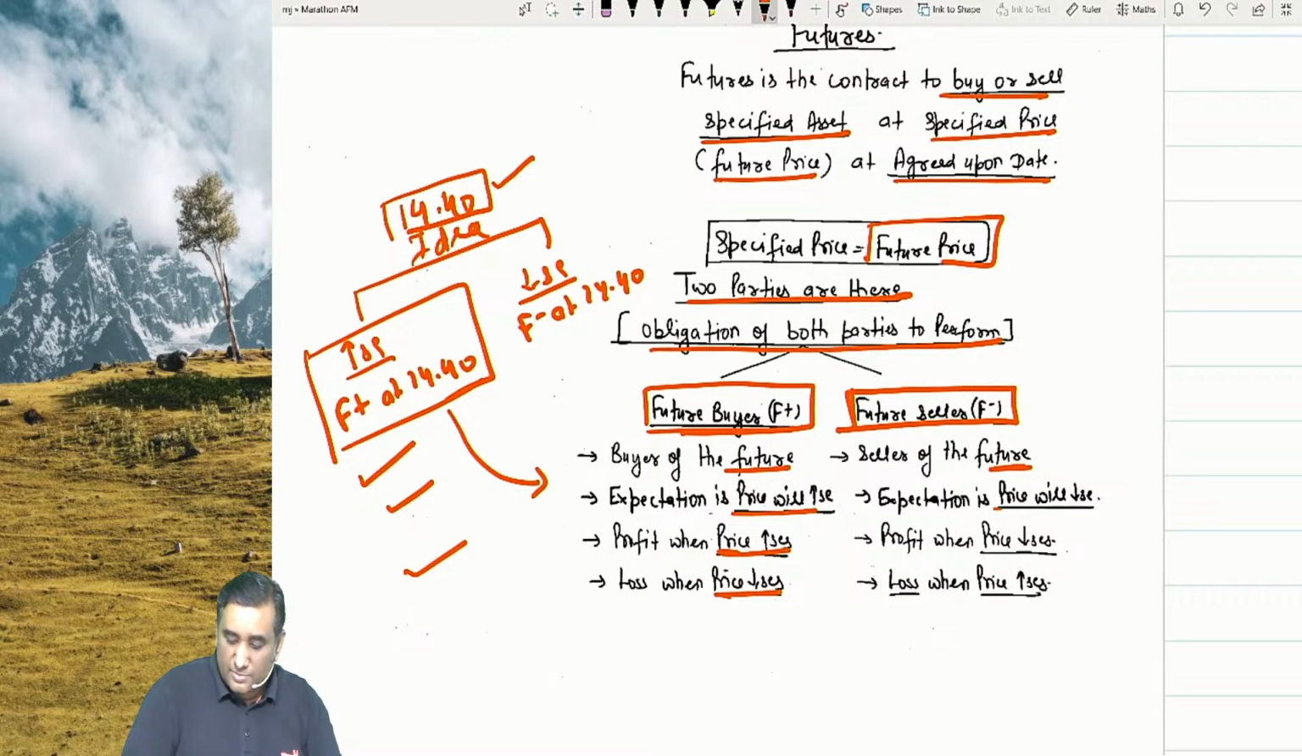The seller of the future expects the price to decrease. He profits when the price decreases. So if the price becomes 14, you are in profit. If the price increases, you are in loss. This has to be the simplest of all of them.